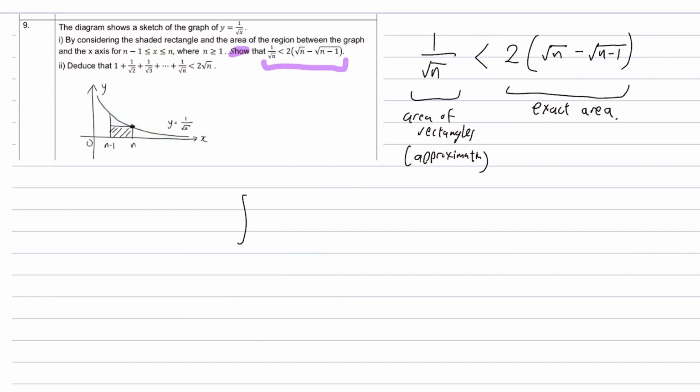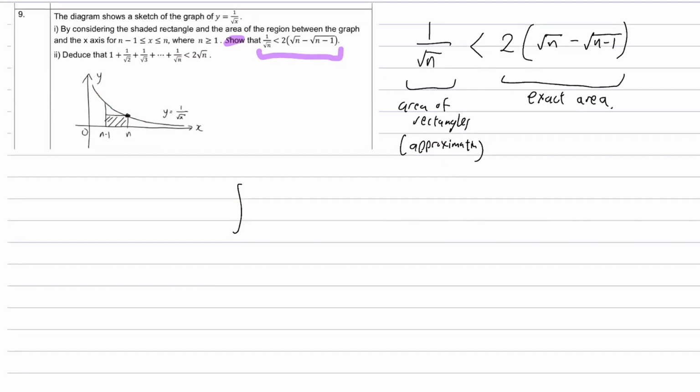Integrate. Look, we are trying to show, by considering the shaded rectangle and the area of the region between the graph and the x-axis for n-1 less than or equal to x less than or equal to n. They already told you the instructions for the integral. Here, the area of this region is referring to this shape here. How do you find the area of that purple region? Integral of 1 over square root x dx from where to where? n-1 to n. Exactly. And you know that this is the exact area, the purple region.